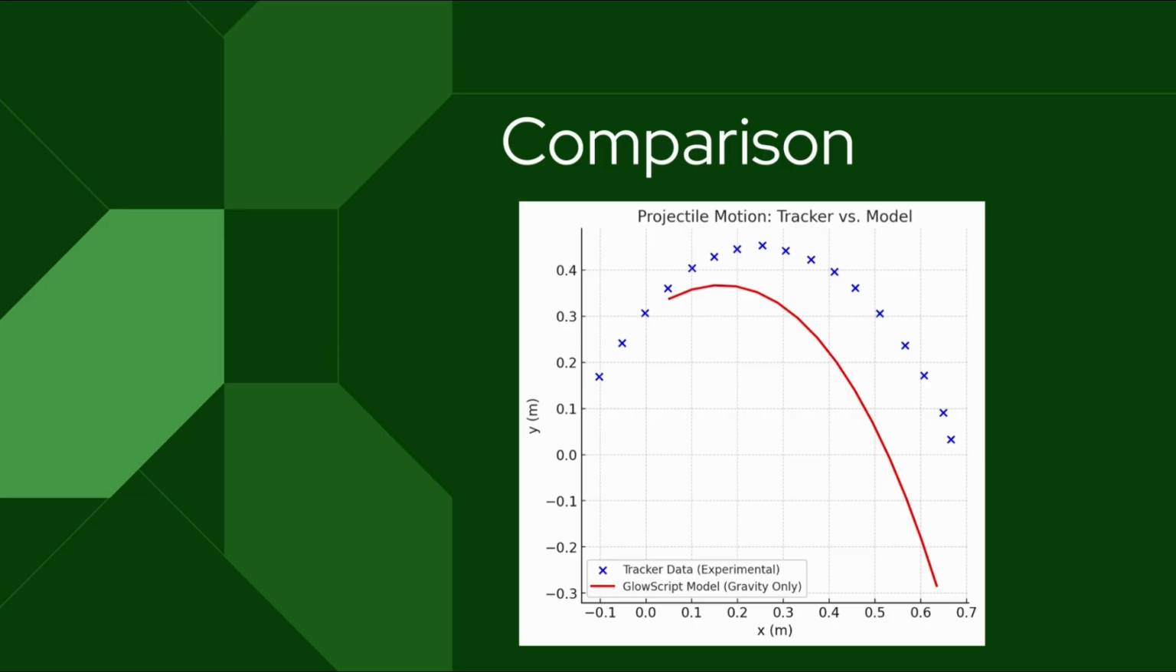Here's the key comparison between the Tracker data and my gravity-only model. The blue points are the experimental data, and the red line is the gravity-only prediction. You can see that the model overshoots the experimental range and doesn't quite match the height perfectly. This makes sense because without drag, the ball keeps more of its horizontal velocity and stays in the air longer. When I included drag, the predicted curve matched the blue data points much more closely, both in peak height and landing position.